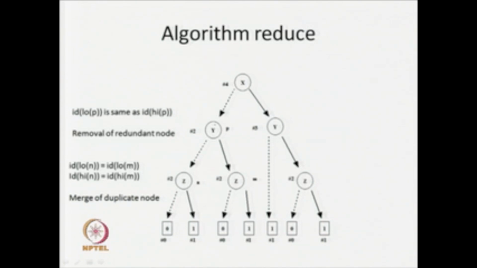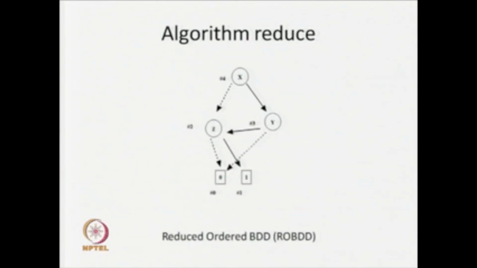In this case, we can merge these nodes which have the same level, and eventually we are going to get this reduced BDD. So, this is the reduced ordered binary decision diagram of the BDD that we started with. With the help of this reduce algorithm, we can reduce the BDDs and eventually get a reduced ordered binary decision diagram.